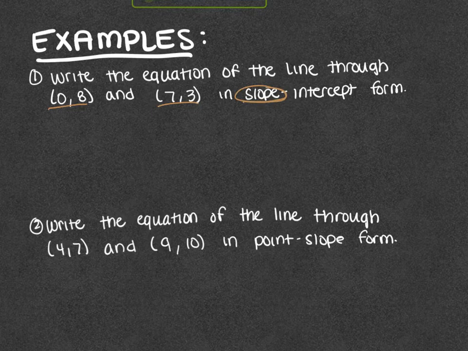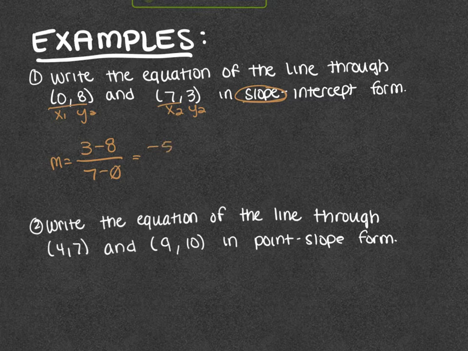We already found slope previously. This will be my second point, and this will be my first point. So we're going to do 3 minus 8 over 7 minus 0, and that comes out to negative 5 over 7. So that's my slope. And then we also need the intercept, which we do actually have.